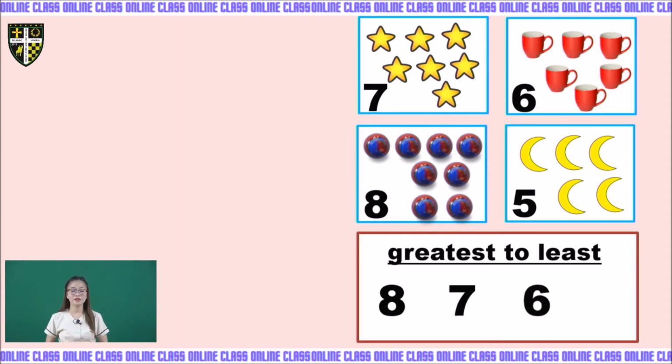Okay, next, after 7, what comes next? First, the 6. Okay, the 6 marbles. The last one is the lowest, which is the number 5. Again, greatest to least, which is 8, 7, 6, and 5. So that is the arrangement from greatest to least. I hope you learned. Okay, next.